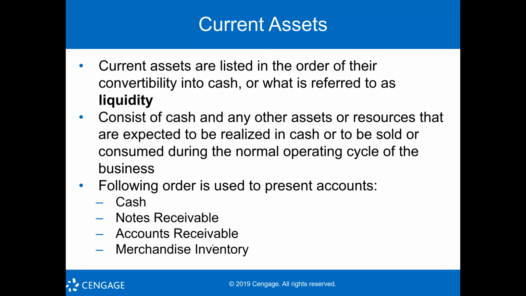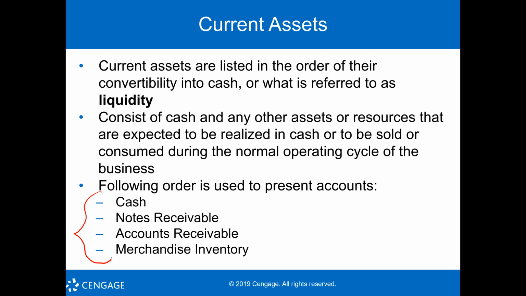Okay. All right, so current assets, again, we've talked about current assets several times before. We've gotten practice with these before. Current assets are listed in the order of their convertibility to cash, or what is referred to as liquidity. They consist of cash and any other assets or resources that are expected to be realized in cash or to be sold or consumed during the normal operating cycle of the business.